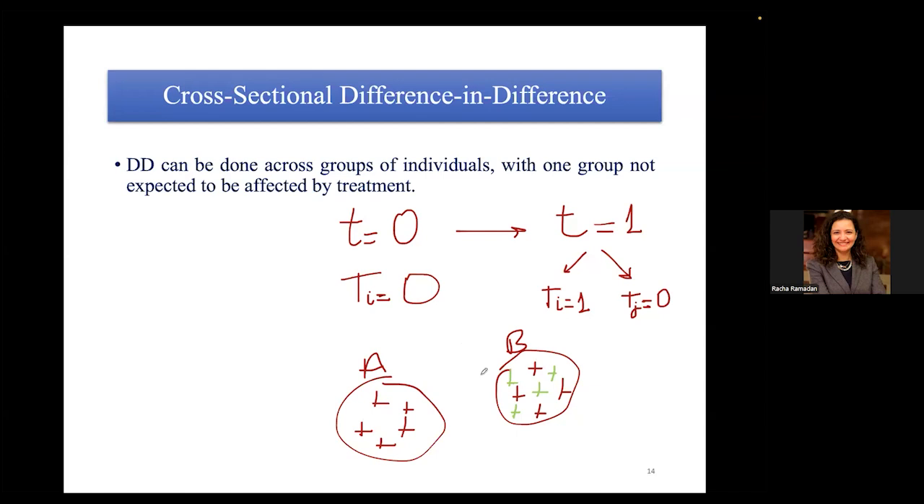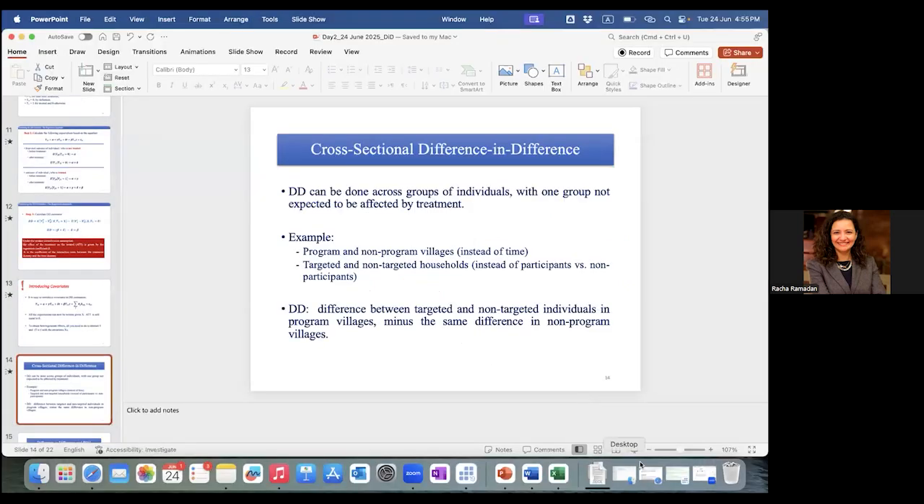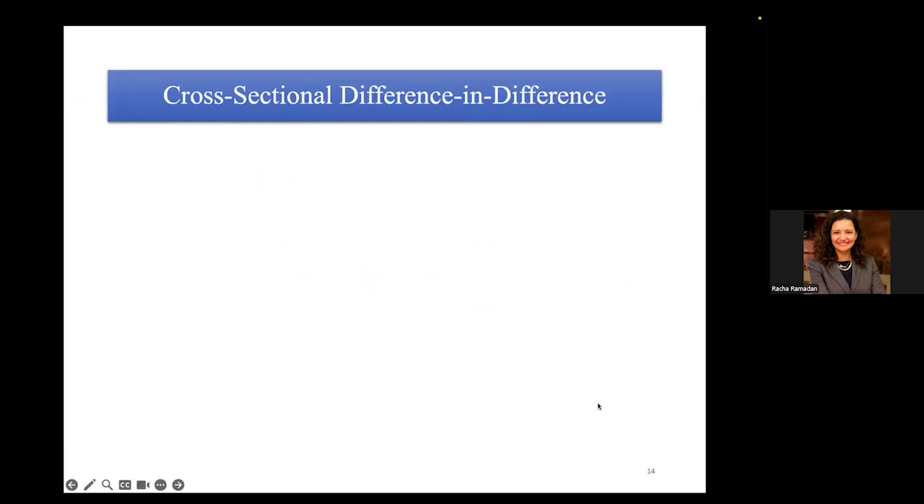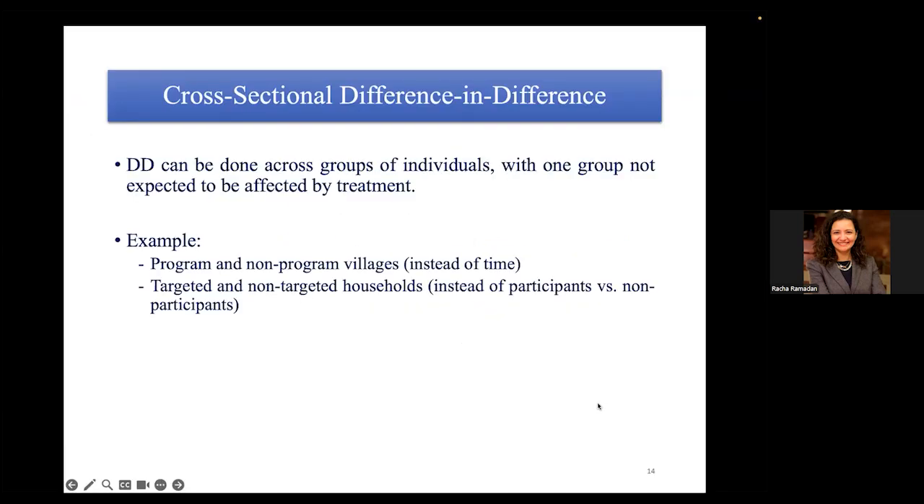However, you can still use it if this is the only way to use this methodology to control for the unobservable characteristics. So again, as I mentioned here, if you want to use difference in difference on cross-sectional data, you need to find a village with the program and a village without the program.